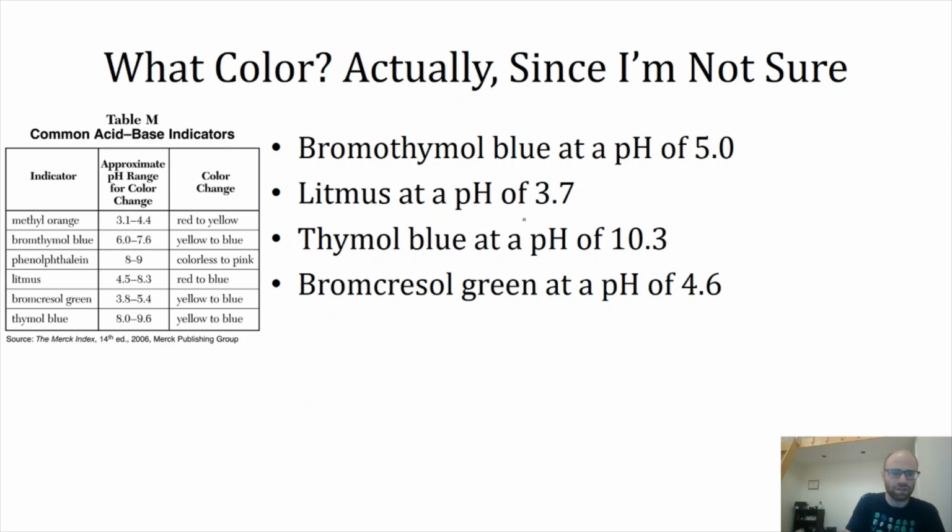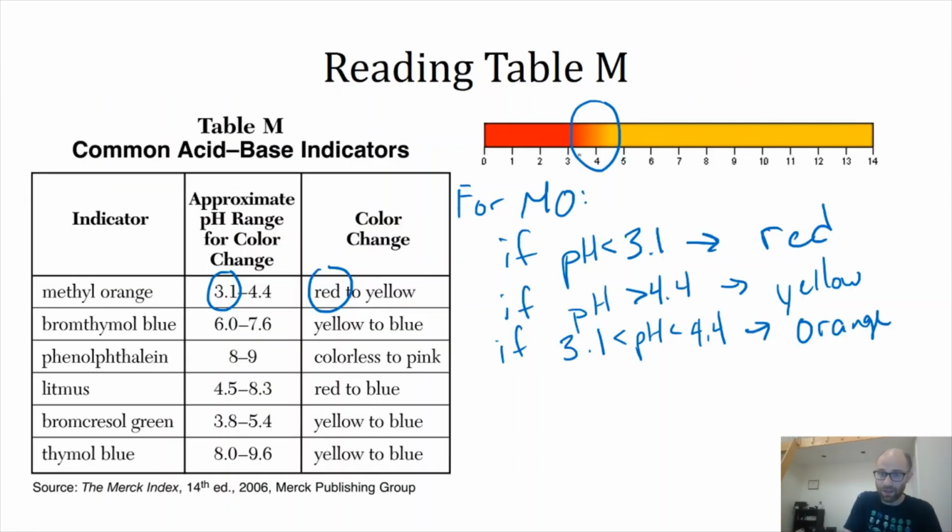Bromthymol blue at a pH of 5.0. So bromthymol blue is the second one on our list. If the pH is 5, that is lower than the 6, where the yellow would start to turn blue or start to turn greenish. So we would say that this is yellow. In much the same way as we have this number line for methyl orange, as long as we're well past the lower point or well above the higher point, there's so much of one form of the chemical that you just see the one color.